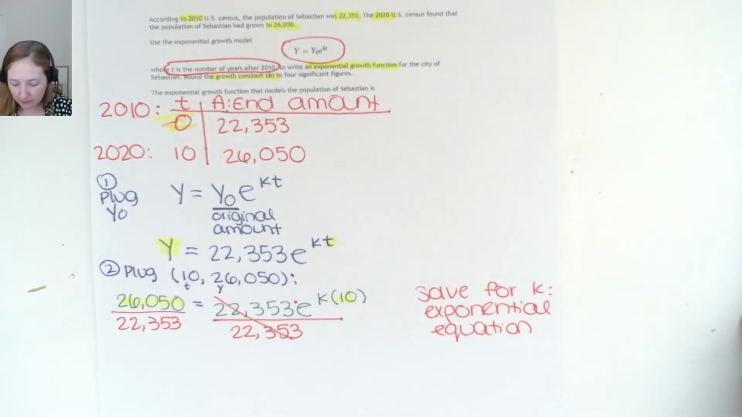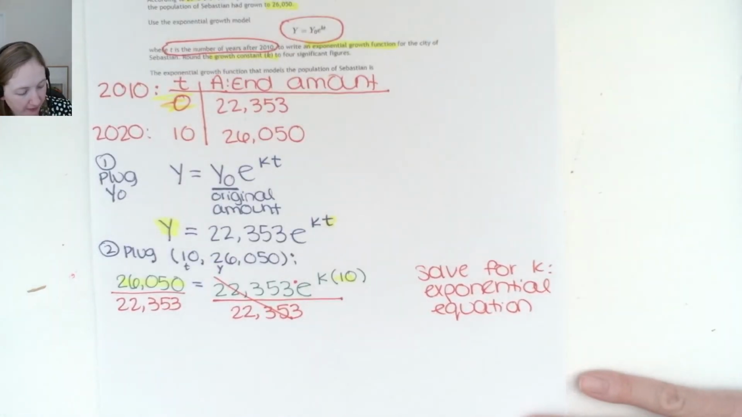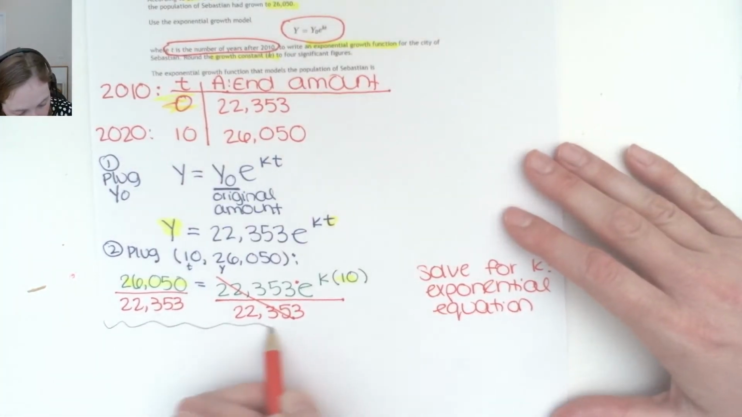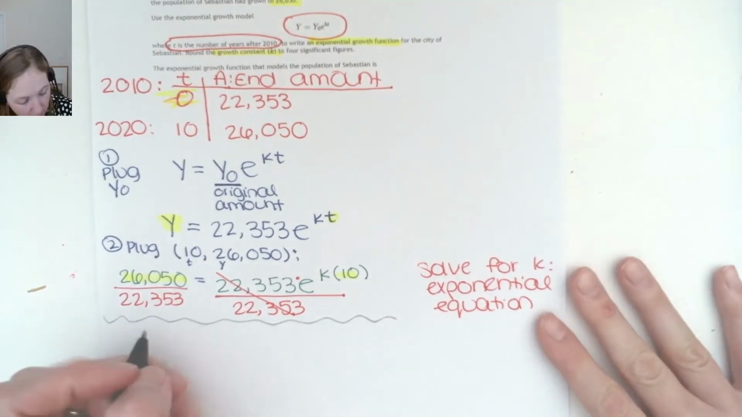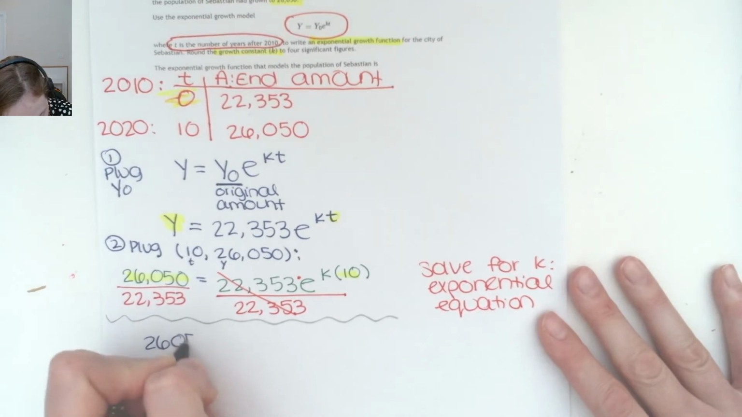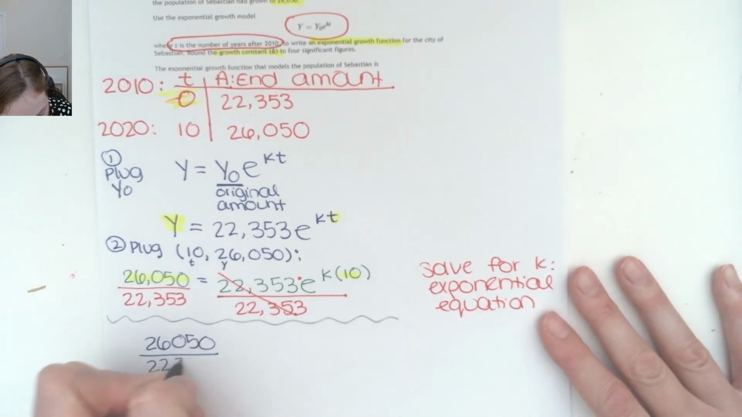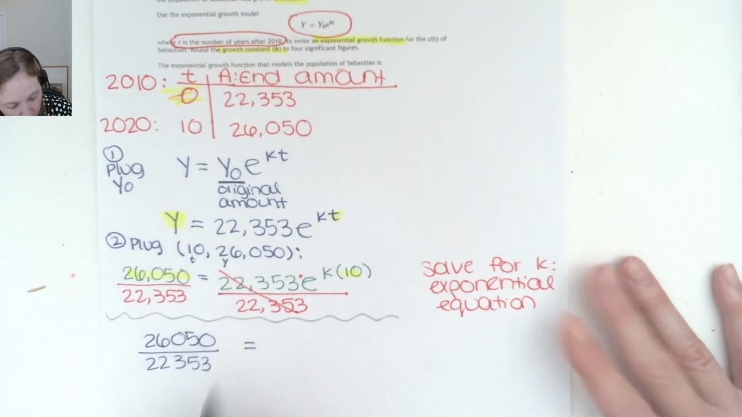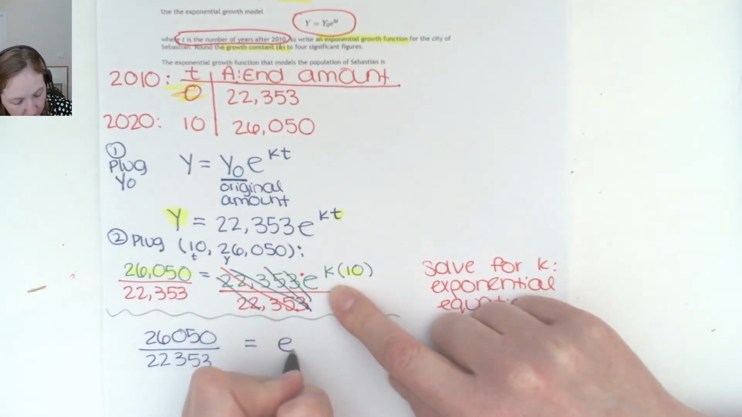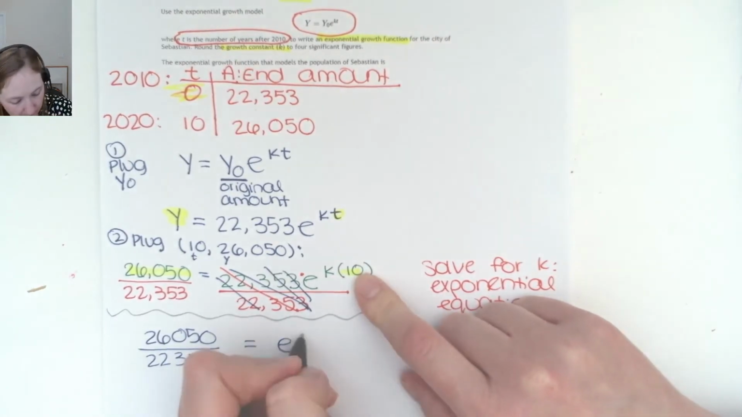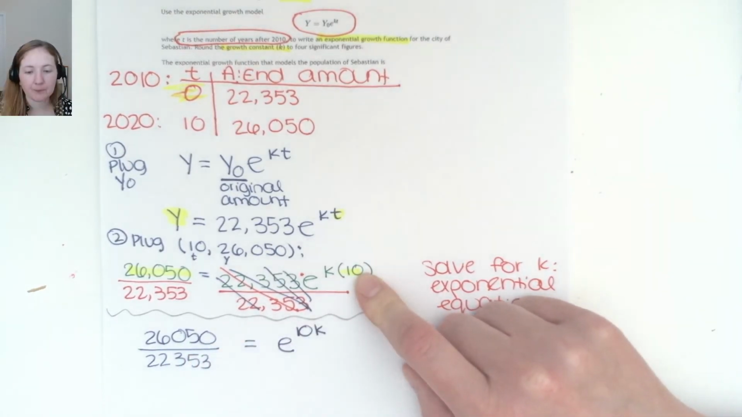When I take 26,050 divided by 22,353, it gives me a crazy decimal. I don't want that, so I am going to keep this as a fraction to avoid any rounding. So that's 26,050 over 22,353 is equal to, and this number is crossed out, so I just have e to the k times 10. So that's 10k.